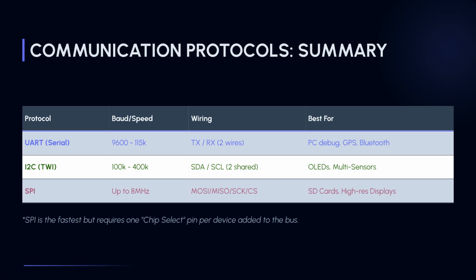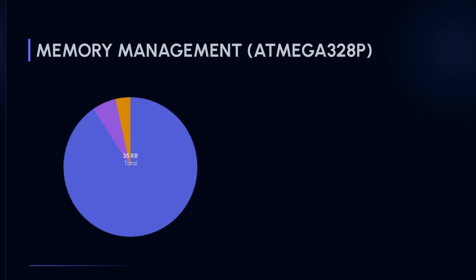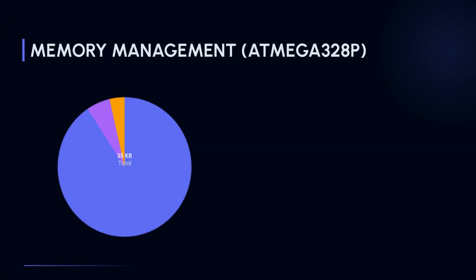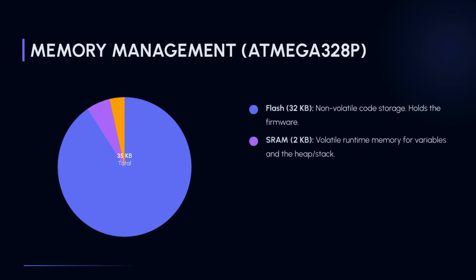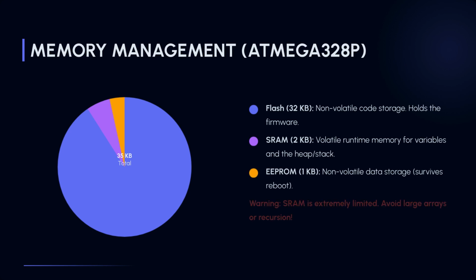This summary table compares the key features of UART, I2C, and SPI protocols, highlighting their speed, complexity, and number of required wires. Memory management on the ATmega328P includes 32 kilobytes of flash for non-volatile code storage, 2 kilobytes of SRAM for volatile runtime memory, and 1 kilobyte of EEPROM for non-volatile data storage. Be mindful of the limited SRAM.